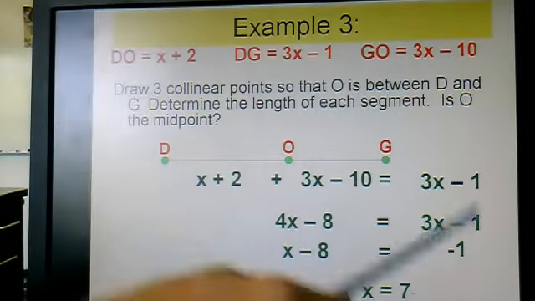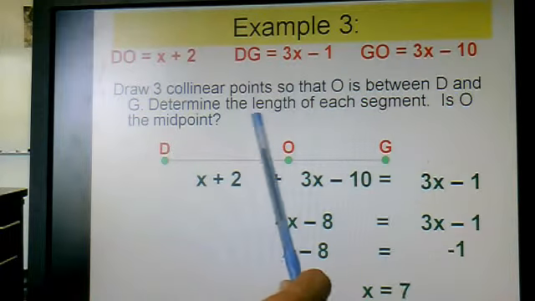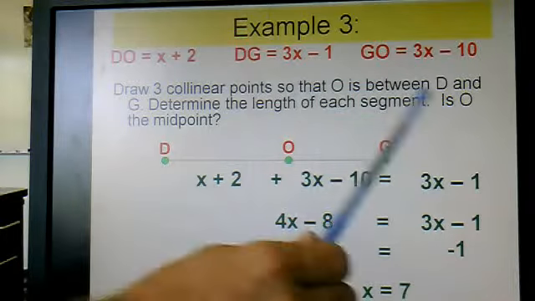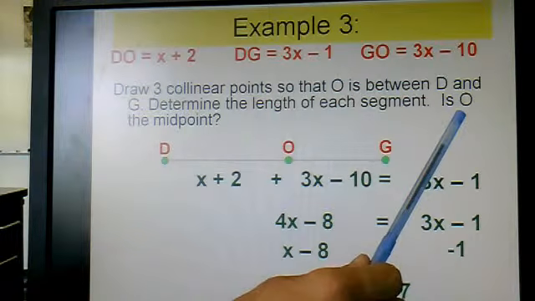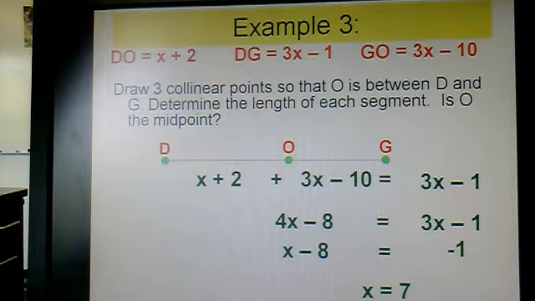Oh no, it's not a typo. That's good. So x is 7. Again, that's not what it's asking for. The question is asking you to find each segment length, and always reread a question in geometry. Is O the midpoint of these two, this segment?